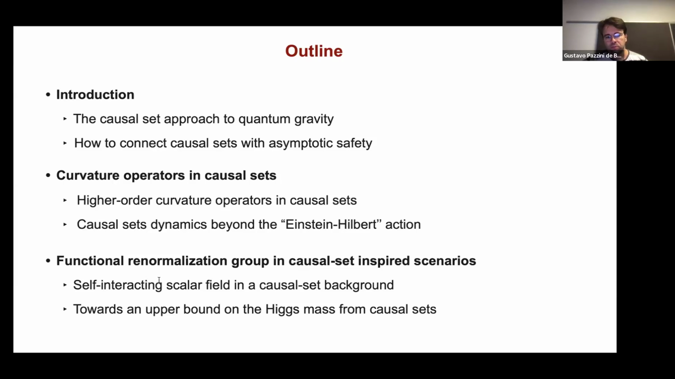And finally, in the third part of my talk, I will discuss some explorations that we did using functional renormalization group techniques in the context of causal set inspired scenarios. In particular, I will talk about an application of functional renormalization group studies to self-interacting scalar fields in a causal set background, and show how we can use this to connect causal sets, a kind of non-locality scale that appears in the context of causal sets, with an upper bound on the Higgs mass in a causal set scenario.